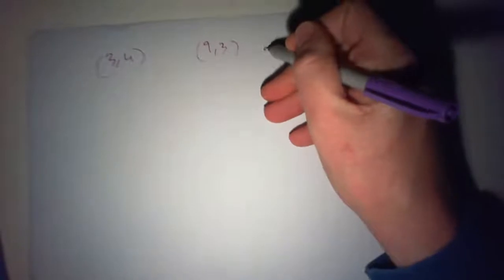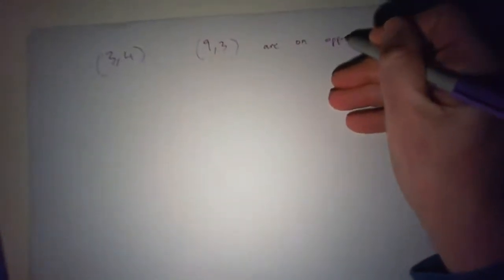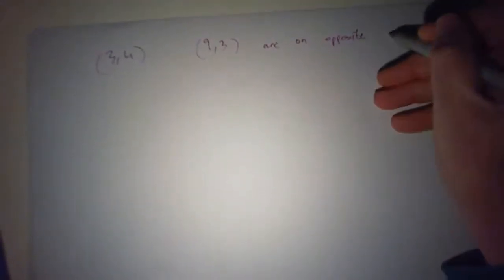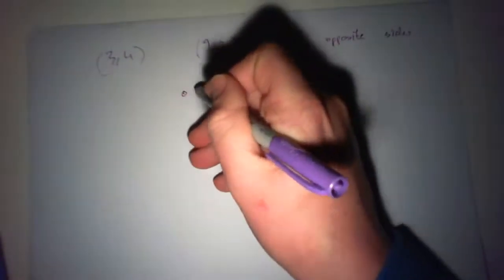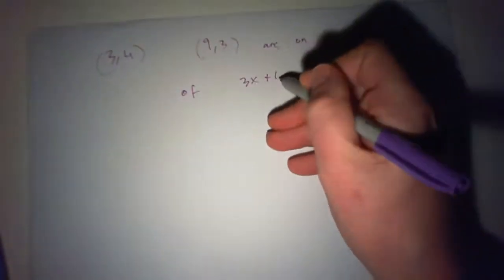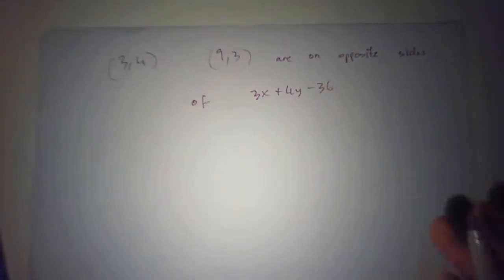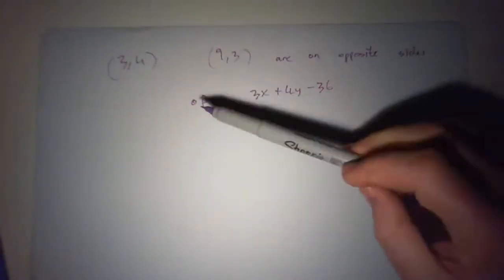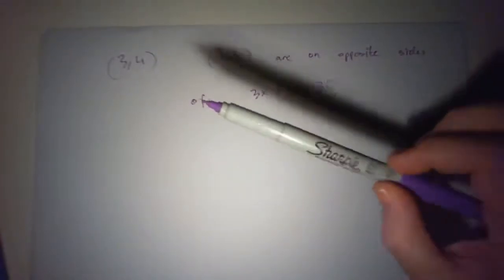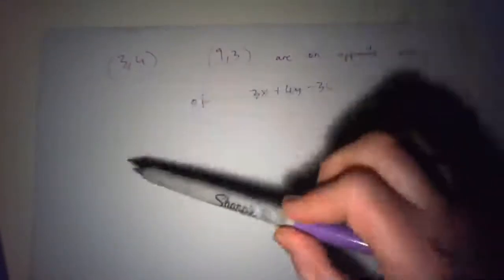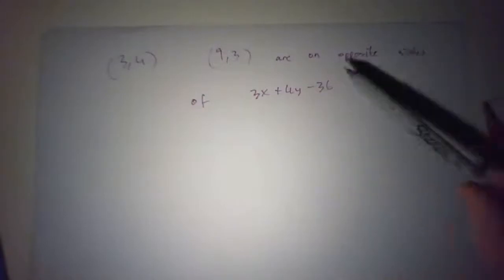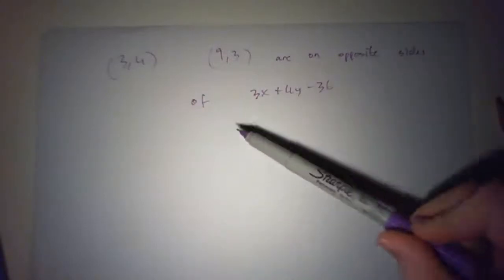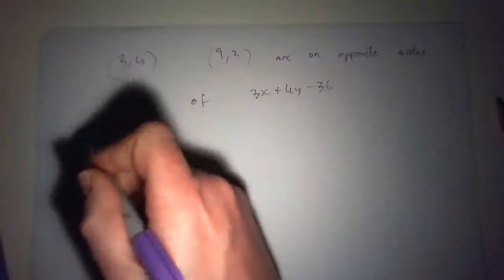Let's try another one. We want to show that (3, 4) and (9, 3) are on opposite sides of 3x plus 4y minus 36. So remember, what's our trick? If they're on the same side, then when I use the perpendicular distance formula without the absolute values, both will be positive. Whereas if they're on opposite sides, one will be positive, one will be negative. That's the trick. So again, we've got two sums to do.